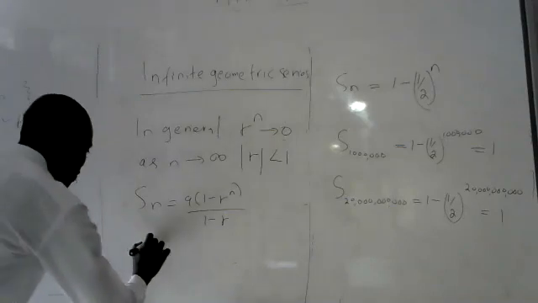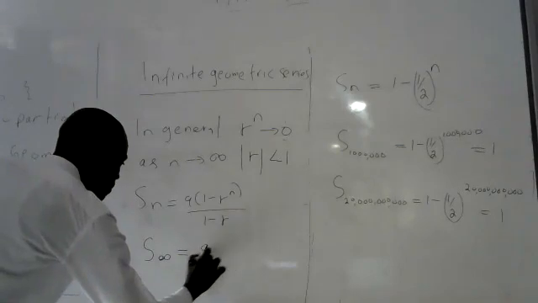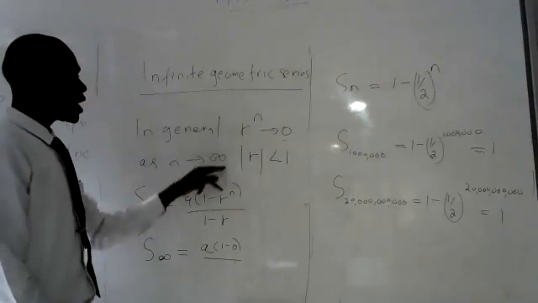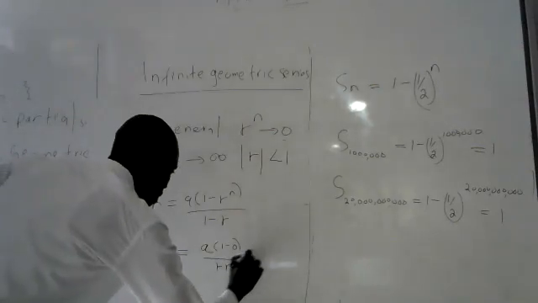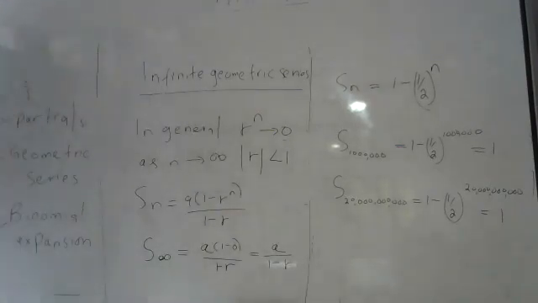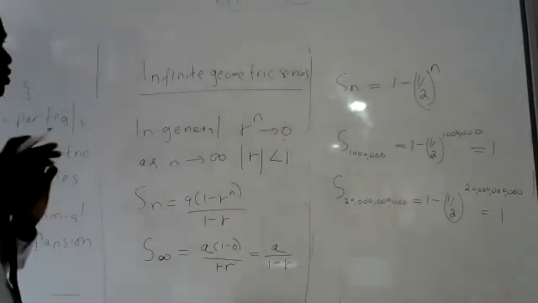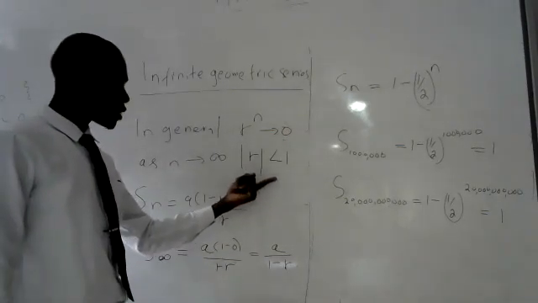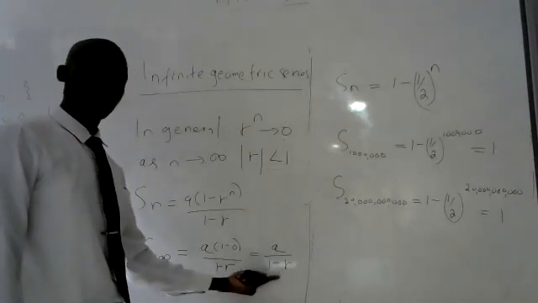So let's say you're adding infinitely many terms. I will denote that by S infinity. This should be A times 1 minus 0, because as n grows bigger, this term r^n goes to 0, divided by 1 minus r. So this should be equal to A divided by 1 minus r. So the take home today is that for an infinite geometric series in which the absolute value of the common ratio is strictly less than 1, the sum of terms is given by A, the first term, divided by 1 minus r.